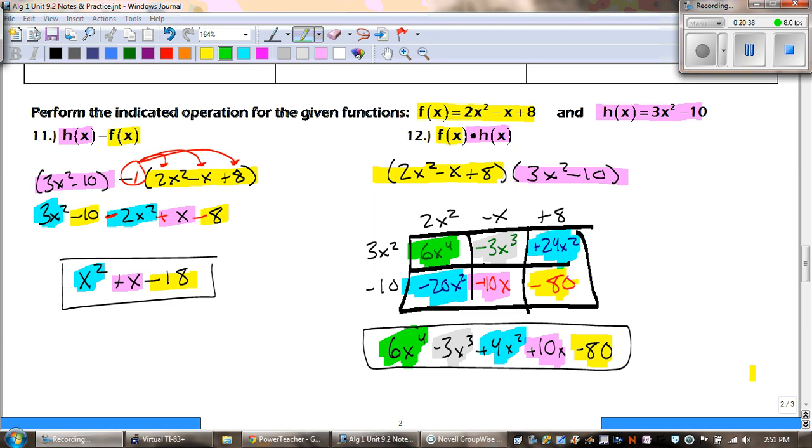Okay, and then you get 6x to the fourth minus 3x to the third plus 4x squared plus 10x minus 80. You guys had to be really careful when you're combining your like terms on that one.